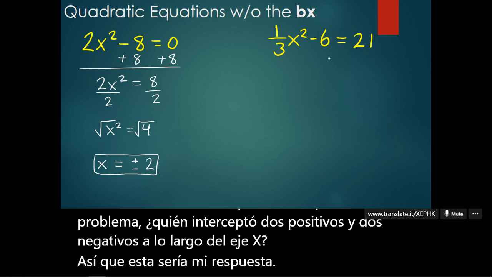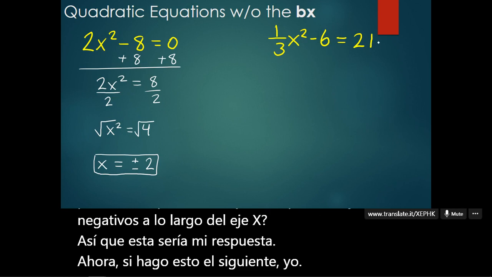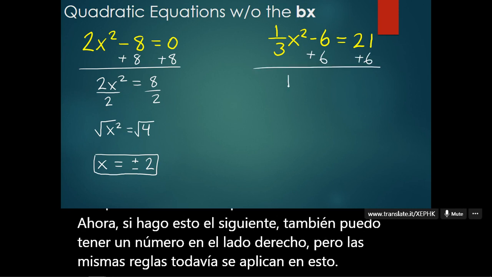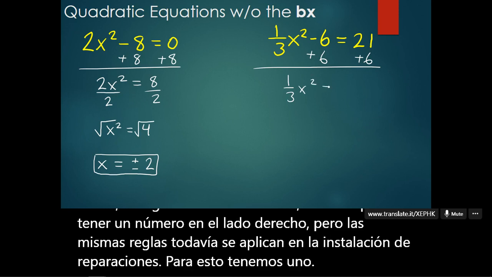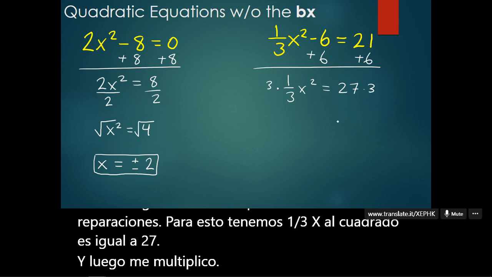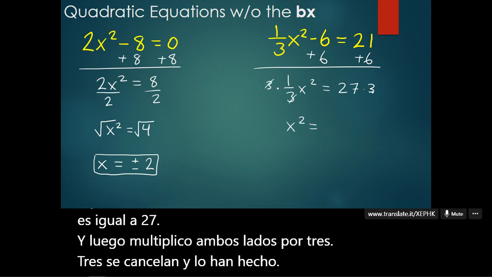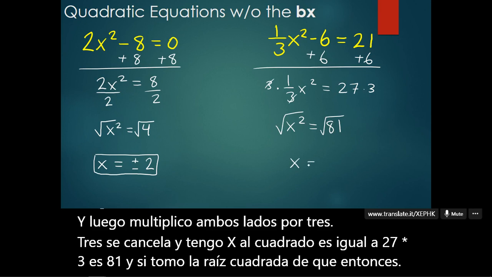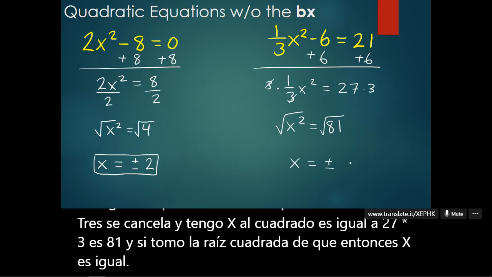Now, if I do this next one, I can also have a number on the right-hand side, but same rules still apply. Apply inverse operations and solve for this. We have 1/3 x squared is equal to 27. And then I'll multiply both sides by 3. 3's cancel. And I have x squared is equal to 27 times 3 is 81. And if I take the square root of that, then x is equal to the positive and the negative of the square root of 81, which is 9.